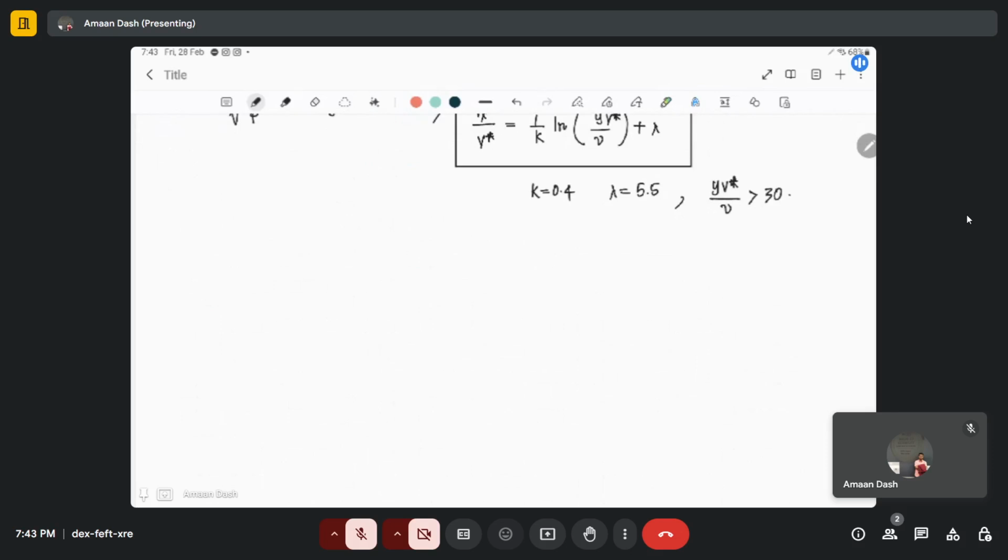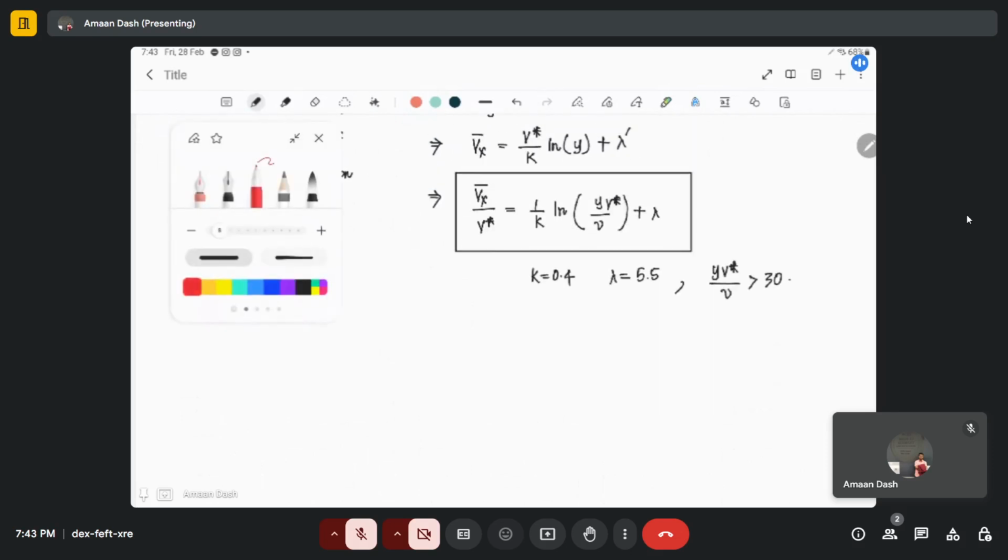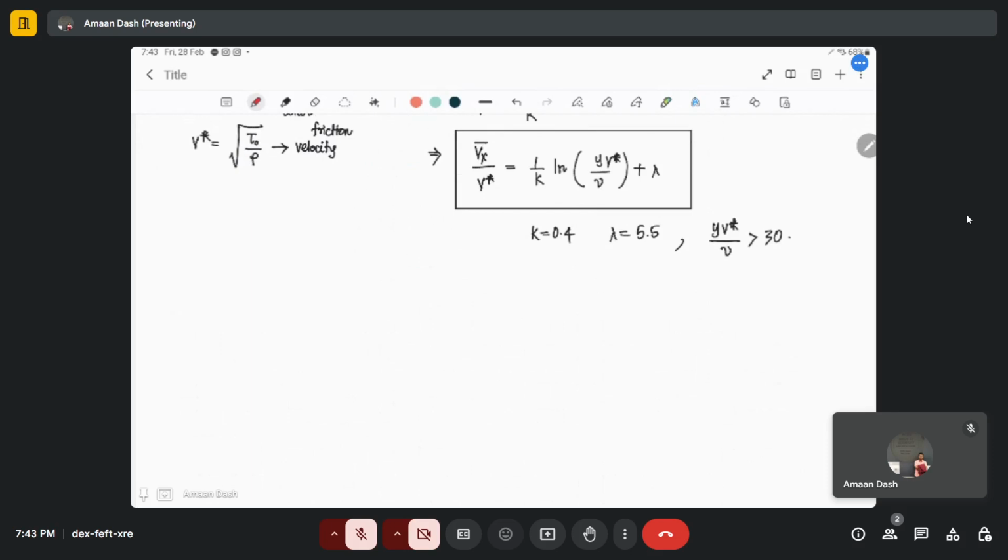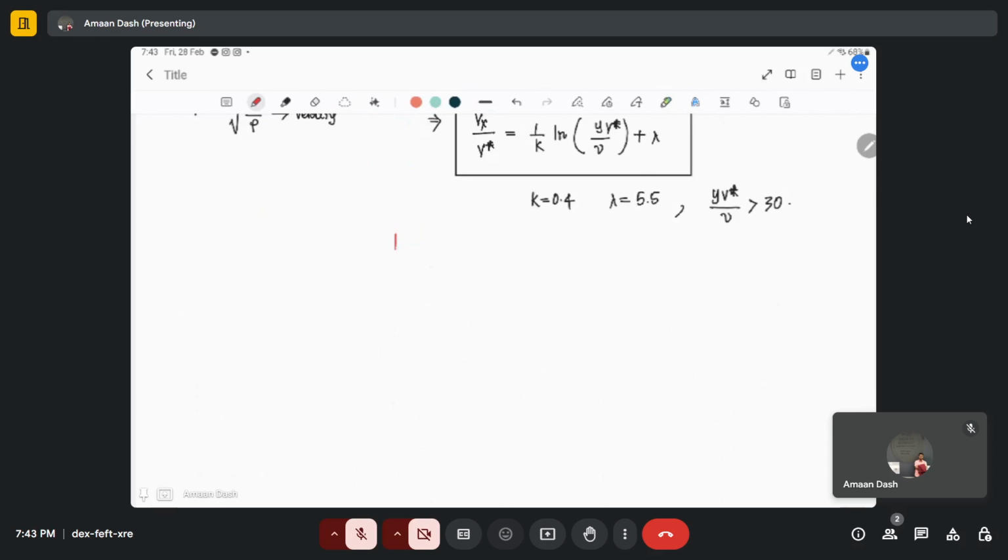Okay, and this expression, let me write, this is a very long name. So this is called the Karman Prandtl universal logarithmic velocity distribution.